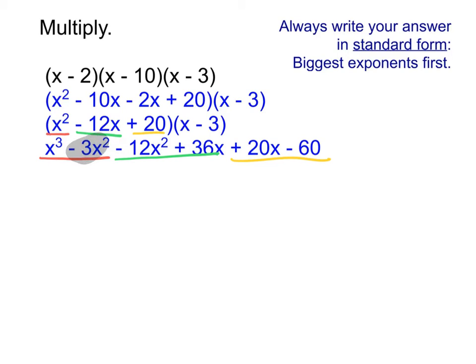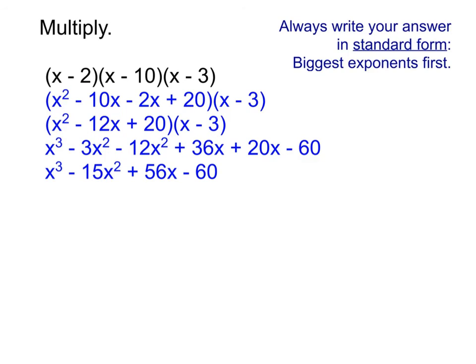And in this case, you'll notice that I have a couple of them that are x squared, and I've got a couple of them that are just plain old x. Those are the ones that I want to go ahead and combine. When we do that, this is your final answer.